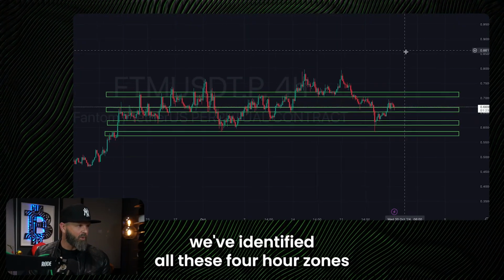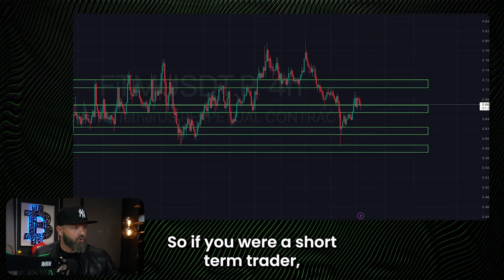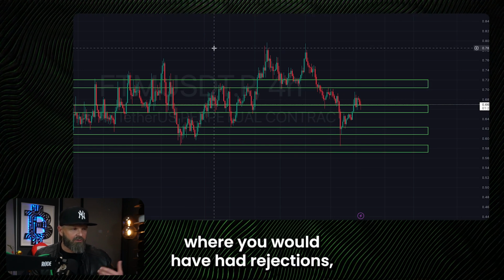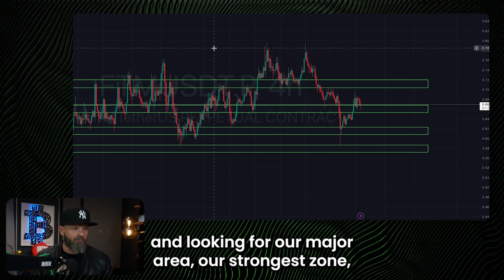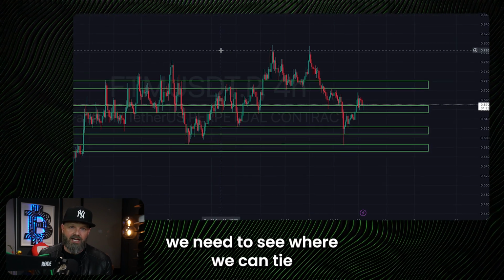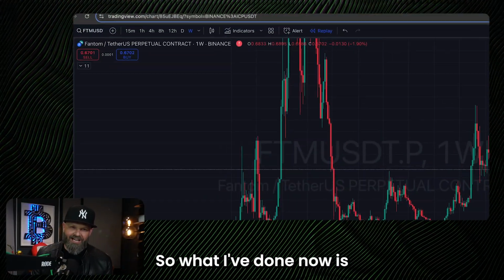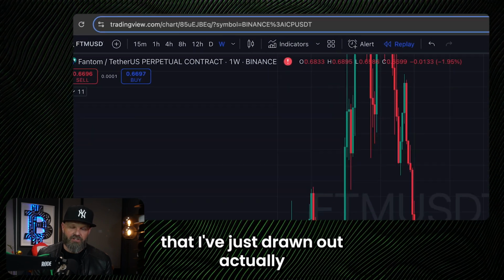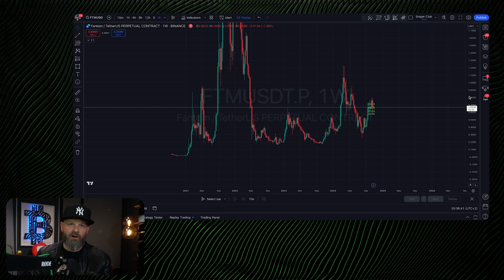So as you can see, we've identified all these 4-hour zones and they've all played their part. So if you were a short-term trader, there would have been multiple regions where you would have had bounces, where you would have had rejections, there would have been longs, there would have been shorts. But if we start zooming out and looking for our major area, our strongest zone, we need to see where we can tie in the lower time frame levels with the higher time frame level. So what I've done now is I've zoomed out on the weekly, and I want to see which of these 4-hour levels that I've just drawn up actually ties in with a major high impact reaction zone on the weekly.